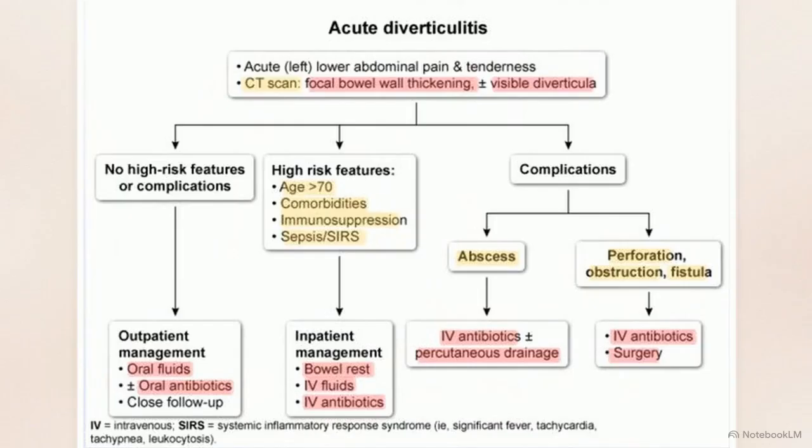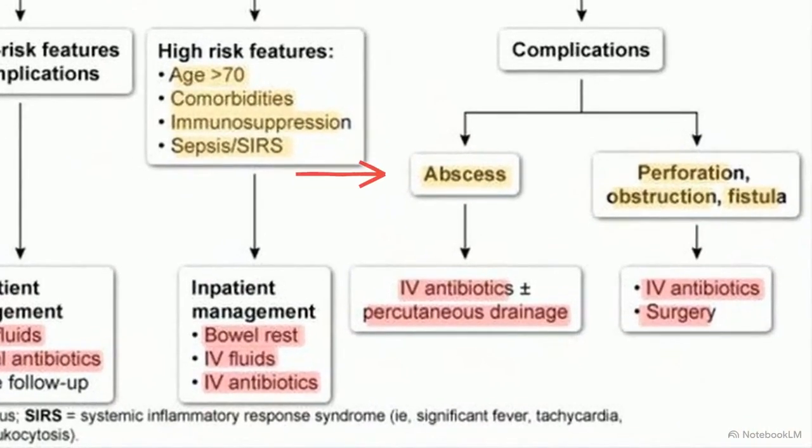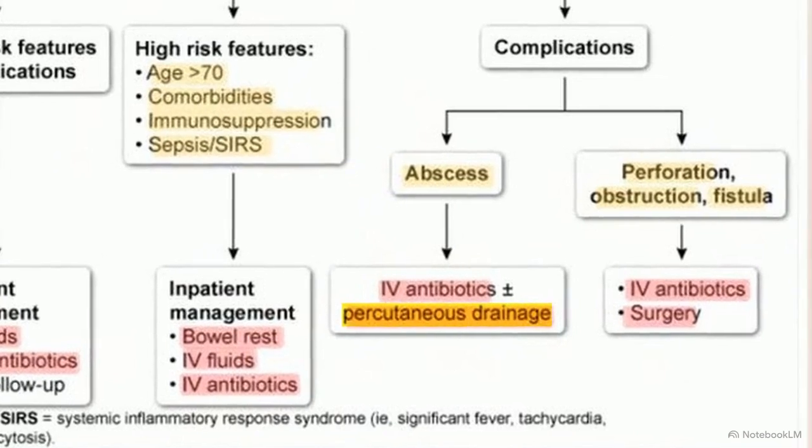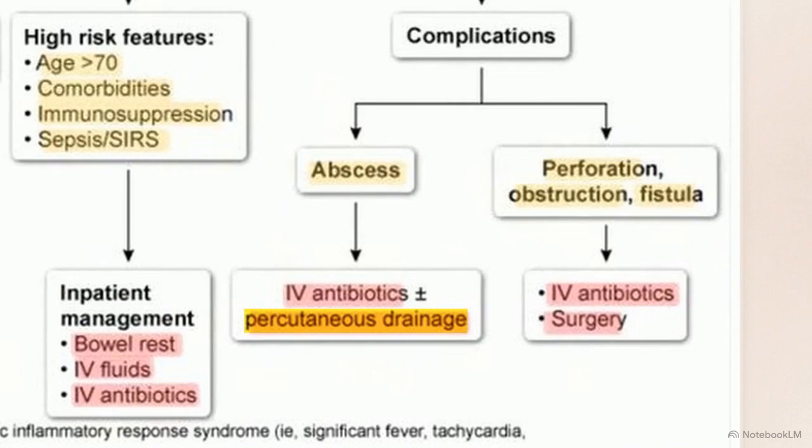This flowchart shows acute diverticulitis progression. Uncomplicated presentation requires only oral fluids and antibiotics, but a complication like a 5-centimeter abscess branches the pathway into IV antibiotics and potential drainage. An abscess greater than 4 centimeters dictates CT-guided percutaneous drainage.